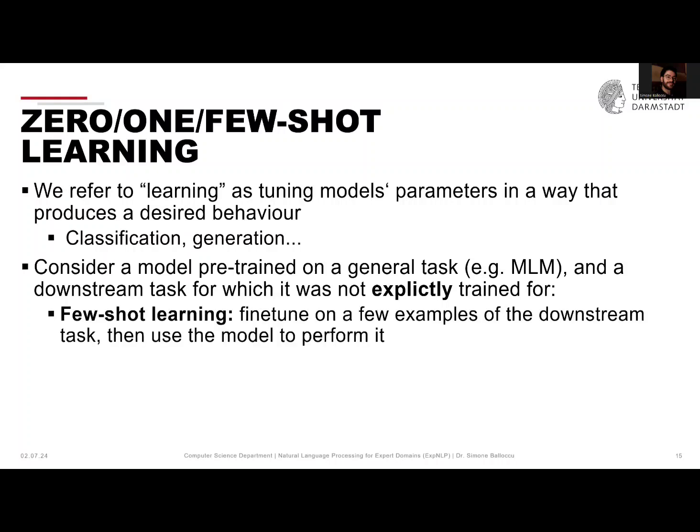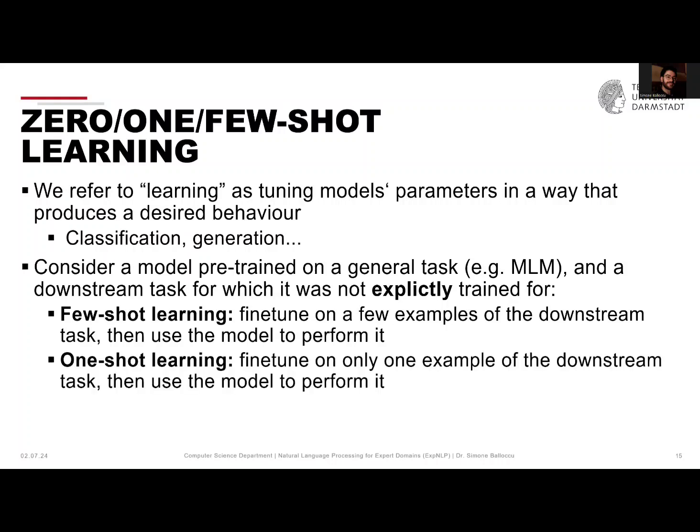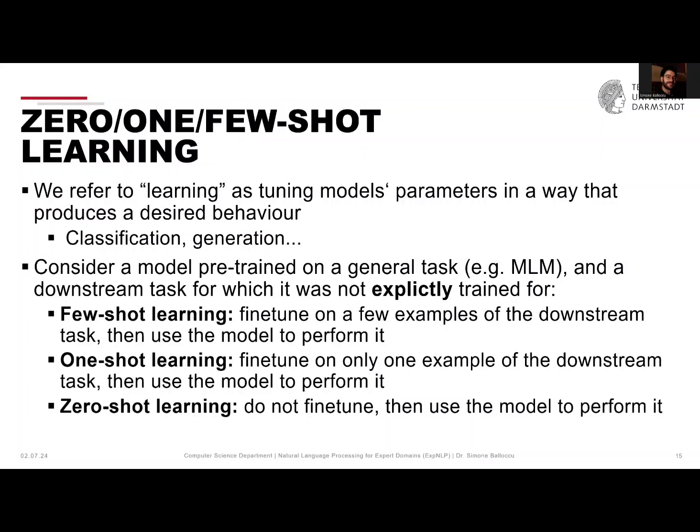Now, few-shot learning implies that we fine-tune the model on a few examples. Few is not really a precise number. It could be 50, 100, 1,000, I don't know, of this new task. And then we use the model to perform it. One-shot learning means we fine-tune only on one example of the downstream task, and we trust it will be enough for the model to perform satisfactorily on it. And then we have zero-shot learning, which means we do not fine-tune at all. We just take the pre-trained model, which again was pre-trained on a completely different, very general task, like masked language modeling, and we use the model to perform it. But this doesn't make sense, right? How can a model solve a task that it never saw?